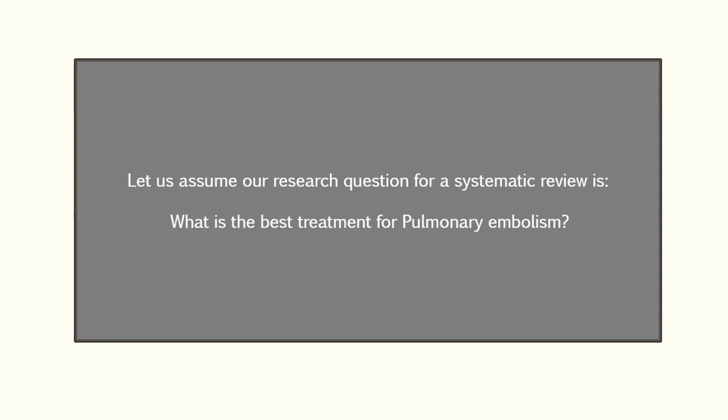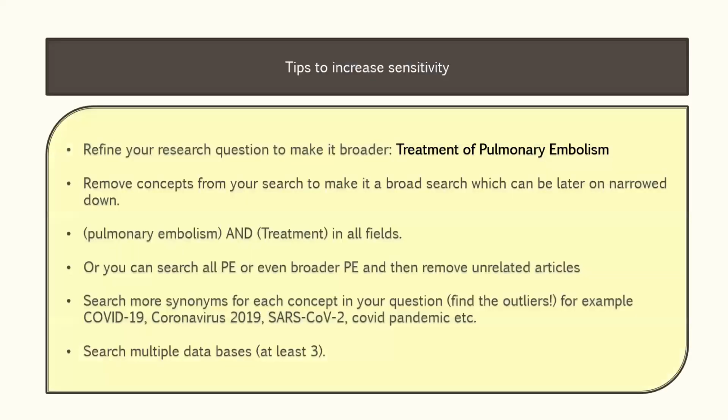So the first thing and the basic thing, which in my opinion will be a make or break for your systematic review, is how good you do the systematic literature search. Just keep in mind, there are some tips to increase sensitivity, and there are some tips to increase precision in your search. It will depend on you how you want that.